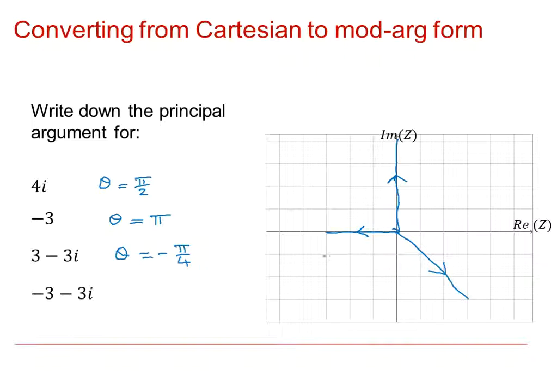And minus 3 minus 3i, this is the slightly tricky one. If we just did tan minus 1 of minus 3 divided by minus 3, the calculator would give you pi by 4. The calculator would think you're looking for that angle there. So in order to get the correct argument in the third quadrant, we need to take off pi. The correct answer is minus 3/4 of pi from the positive real axis.